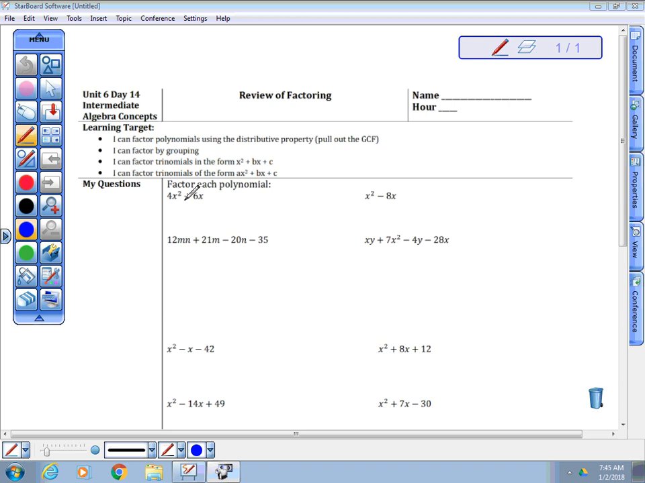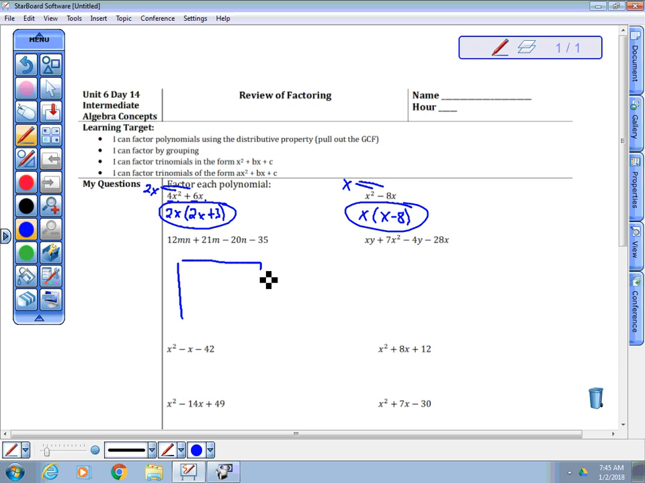On this one here I see a 2 and an x that could be taken out of both of them, so I'll divide both the 4 and the 6 by 2 and reduce the x's by a power of 1. So 4 divided by 2 is 2x, 6 divided by 2 is 3, and the x's are reduced. And this one here looks like I could take out an x, so it's going to be x minus 8, and that's it.